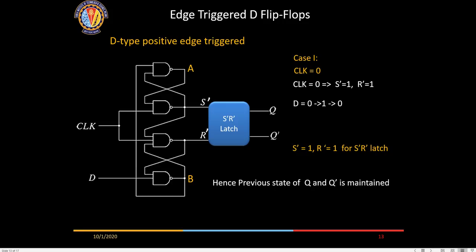Clear, sir. Okay, now if you remember, for an SR latch, 1 1 is not permitted, it is forbidden. For an S dash R dash latch, 0 0 is not permitted, and 1 1 means it will retain the previous value. So this is that 1 1. Clock is 0, 1 1, previous value is being retained here.